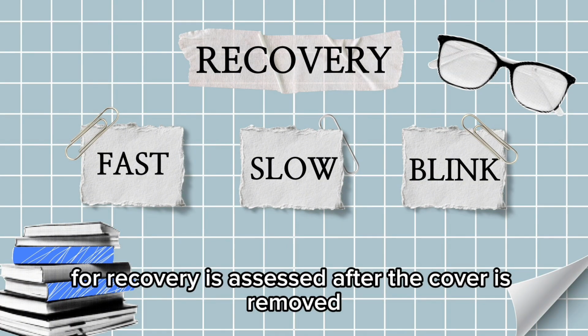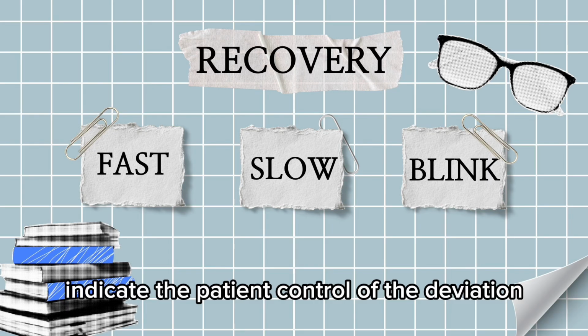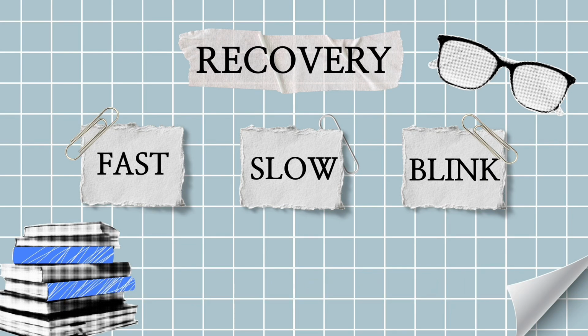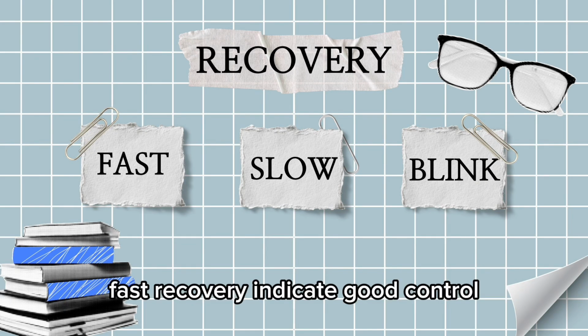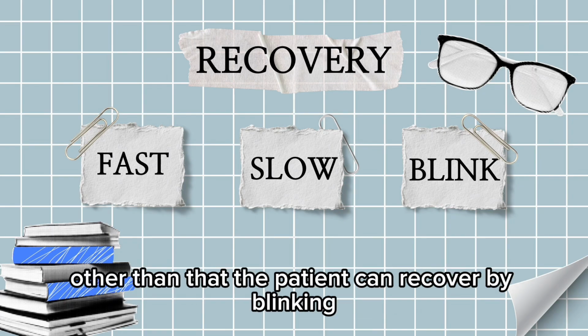For recovery, this is assessed after the cover is removed. The speed at which the eye returns to normal alignment indicates the patient's control of the deviation. Fast recovery indicates good control, while slow recovery suggests poor control of the intermittent exotropia. Other than that, the patient can recover by blinking.